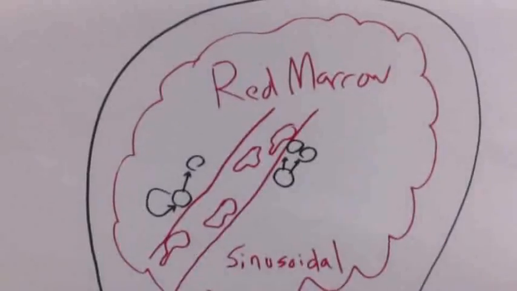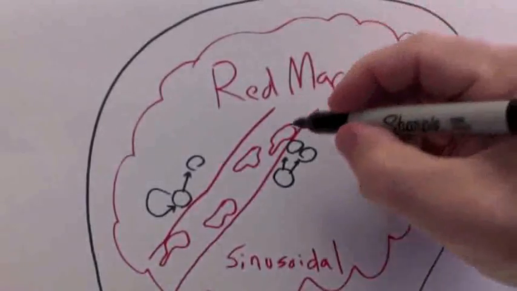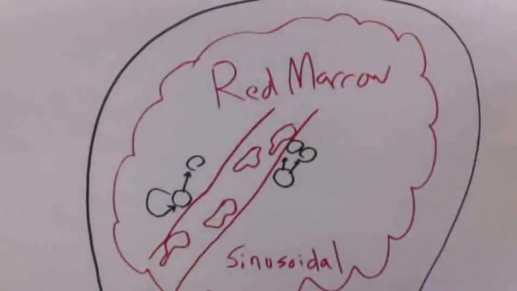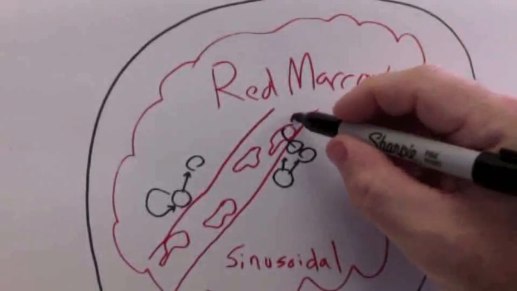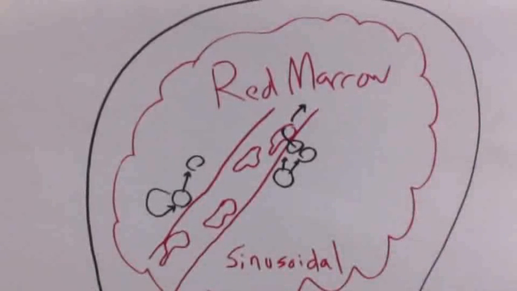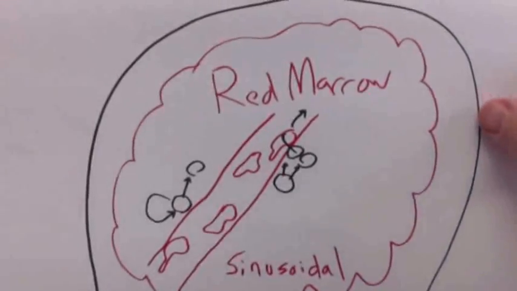And now, because we have these sinusoidal capillaries, some of those cells, once they reach a particular maturation state, can travel through our little window and enter the capillary. And from that point, they're in the bloodstream. So they will move out of the red marrow and travel around the body until they die. So we have an area where we can have a lot of blood cell formation. We also have this process for them to leave the red marrow and travel around the body.